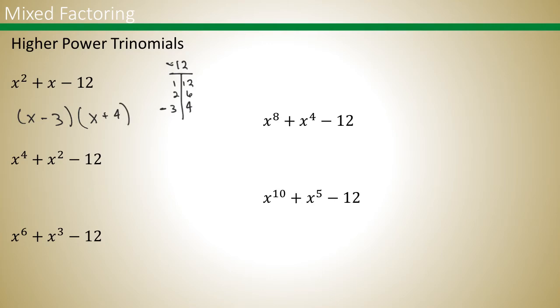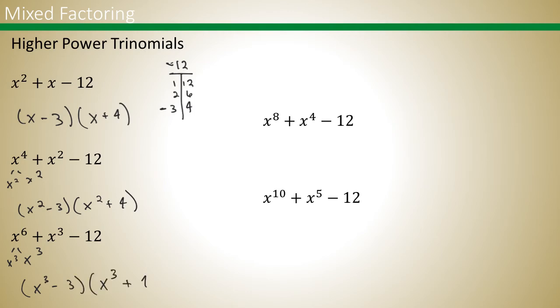Okay. Now, notice this next one is x to the 4th power. So this x to the 4th power is actually just going to break apart as x squared and x squared. Your factors are really going to be the same. So our factors are going to be x squared minus 3 and x squared plus 4. Okay. The next one, since I have x to the 6th power, that's actually going to break apart as x cubed and x cubed. So our factors would be x cubed minus 3 and x cubed plus 4.